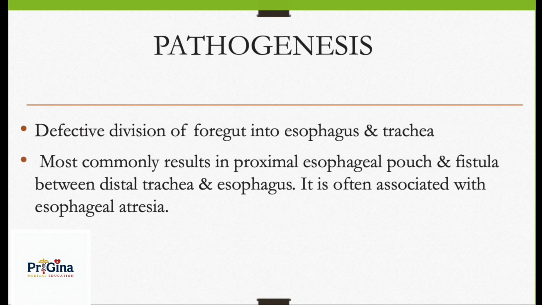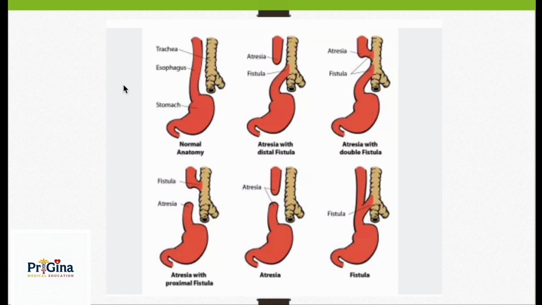This usually occurs due to a defective division of the foregut into the esophagus and trachea during embryogenesis. And then this results in proximal esophageal pouch and fistula between the distal trachea and esophagus, which is often associated with esophageal atresia. I have some pictures here that we can quickly go through in order to understand what I just defined.